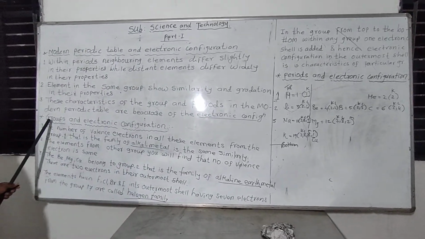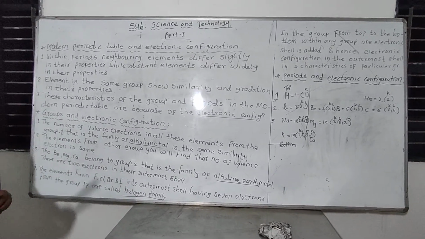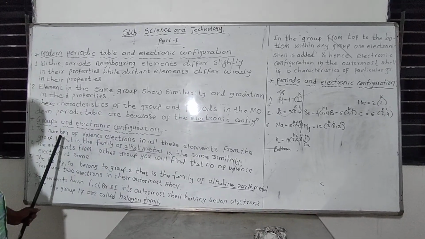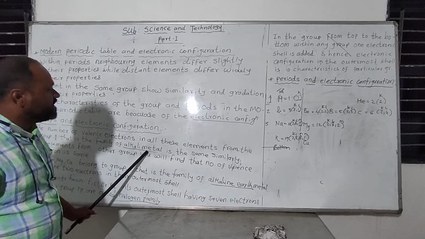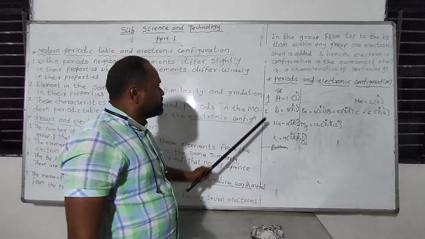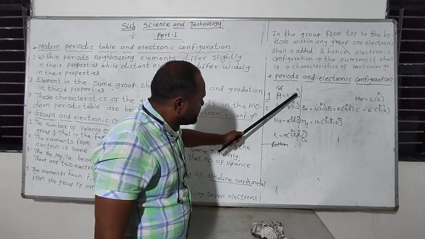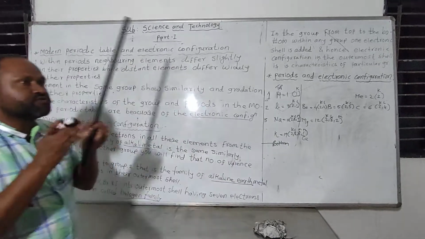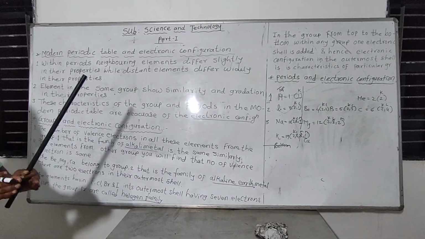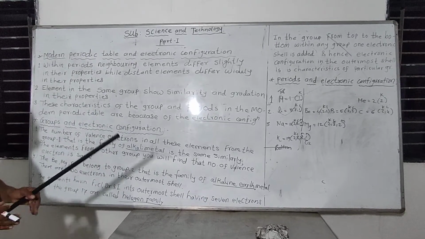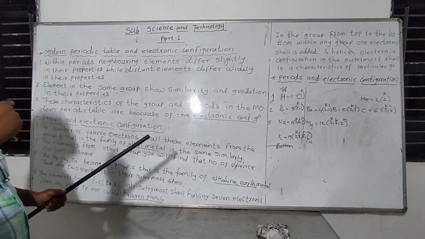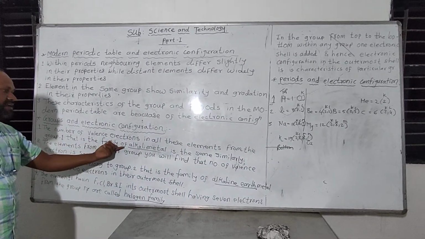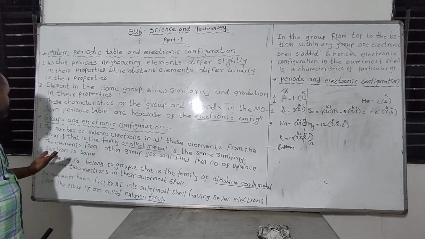Now the second topic: groups and electronic configuration. The number of valence electrons in all the elements of the first group, the family of alkali metals, is the same. Group first has 1 electron in its outermost cell. So the same group shows similar characteristics and properties. Group first has only 1 valence electron in its outermost cell, so that group is called the alkali metals, and the properties of its elements are similar.